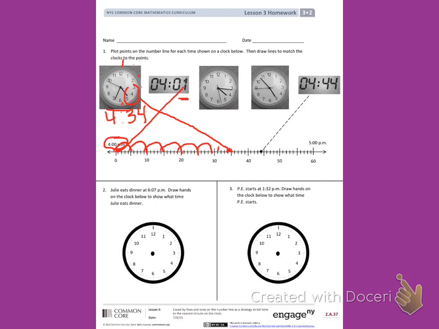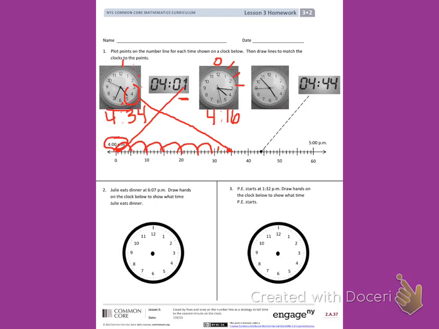Now we have another analog clock. And I can see that the hour hand's at 4, and now I'm going to count the minutes starting at 12. 5, 10, 15, and it looks like it's 1 minute past the 15, so that would make it 4:16.